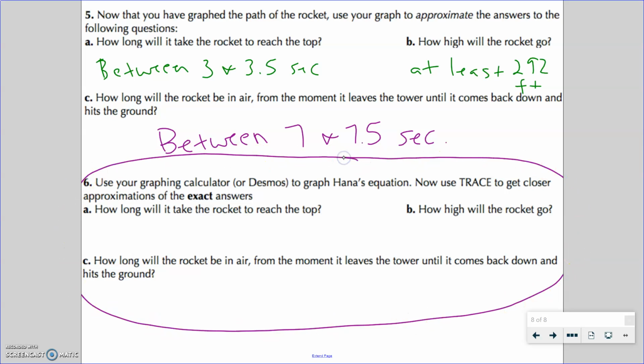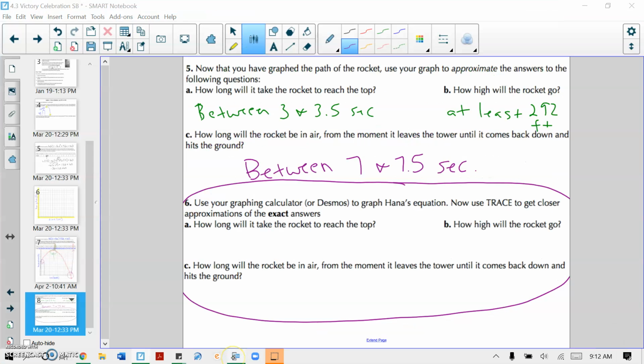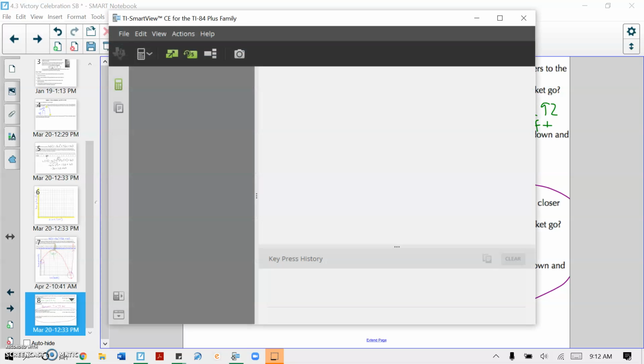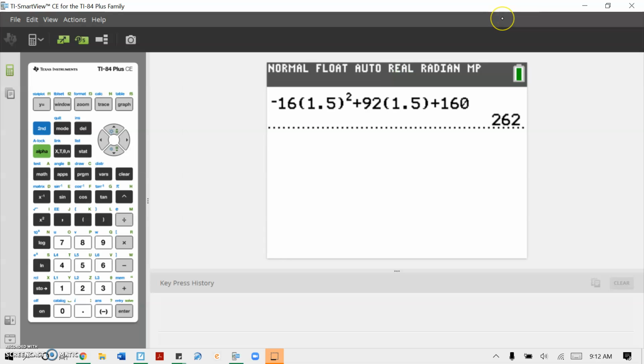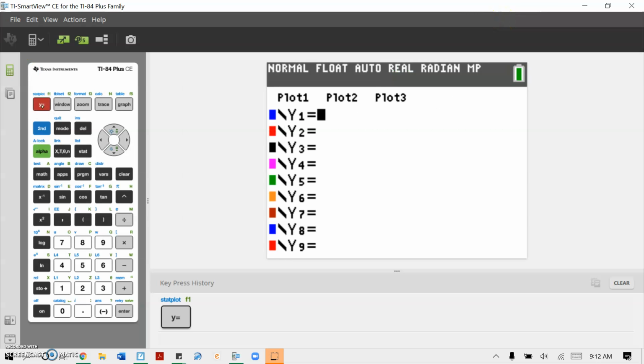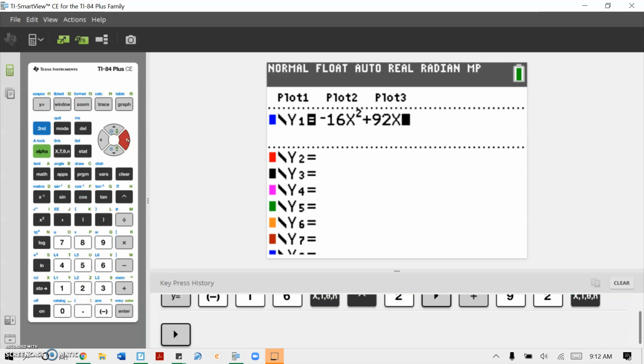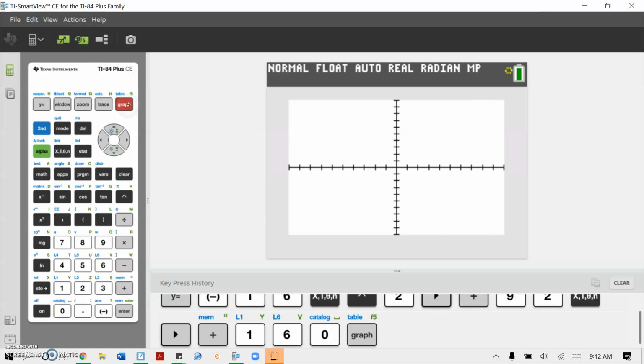Okay, if you would like to, this next section is purely optional. If you downloaded the graphing calculator that I posted to Google Classroom, you can actually use Trace to get actual approximations of the exact answers. So for example, if I open it up, it just takes a second to load. Okay, I'm going to make it big. I can go to y equals and actually type in that equation. And then go to graph.